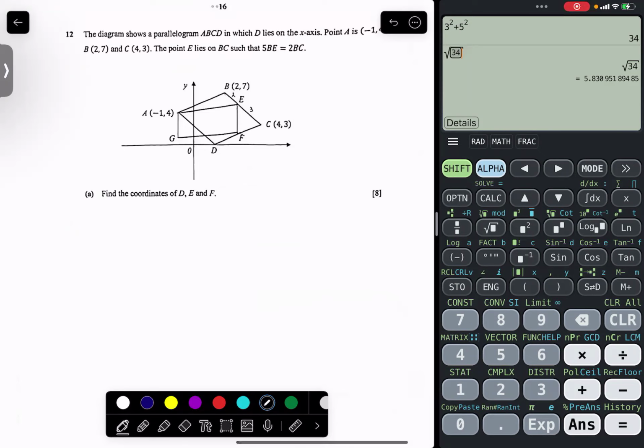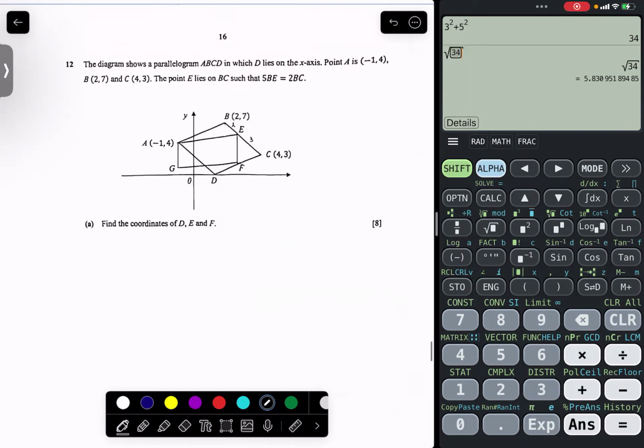Diagram shows a parallelogram ABCD in which D lies on the x-axis. Point A is (-1, 4), B is (2, 7), and C is (4, 3). The point E lies on BC such that 5BE equals 2BC. So BE over BC equals 2 out of 5. So BE is 2 units, BC is 5 units, which means that this is 3 units. Find the coordinates of D, E, and F.